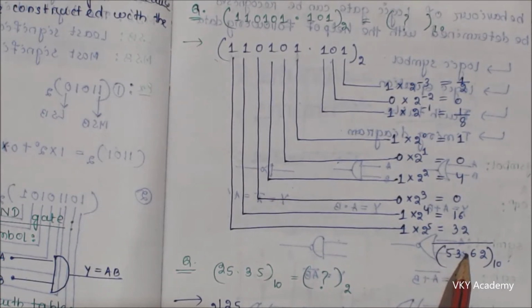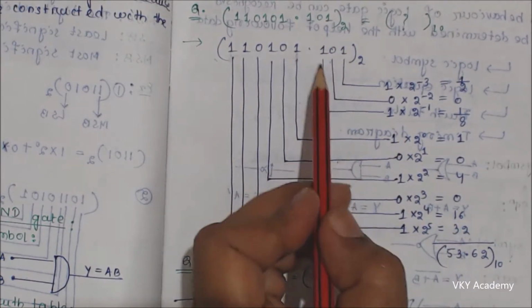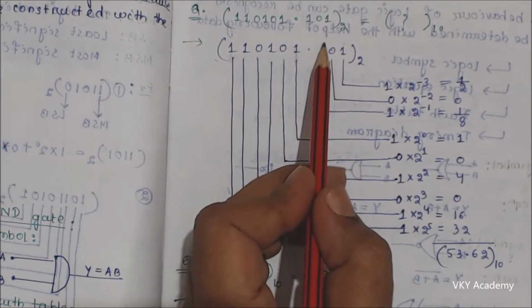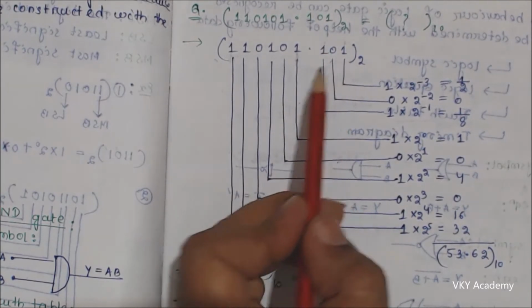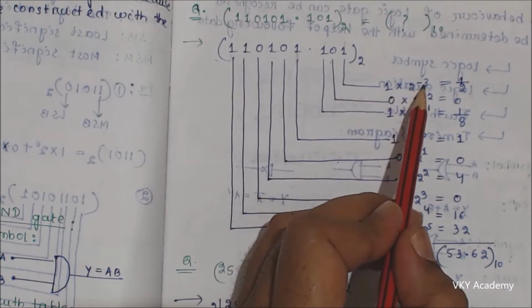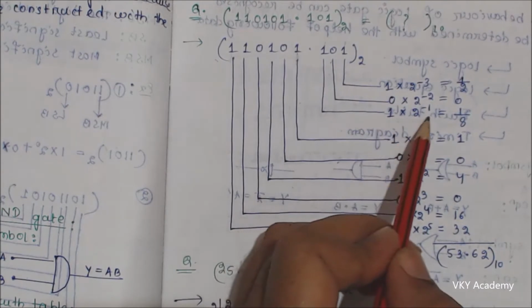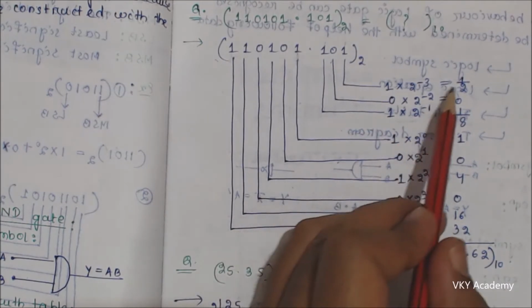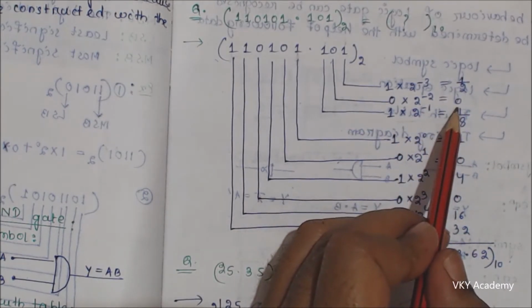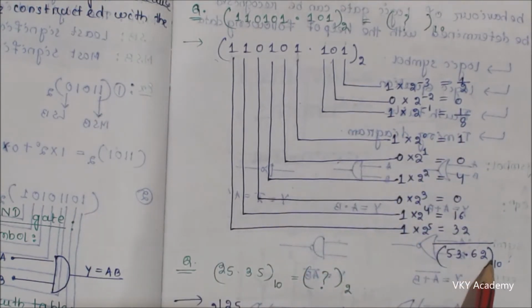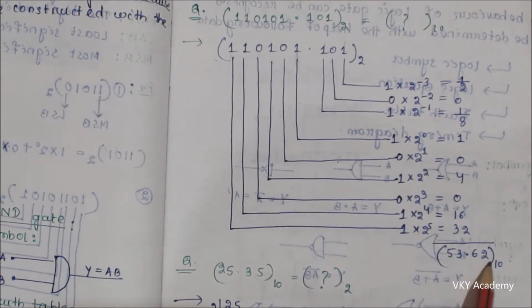Now put a decimal point, and calculate for the fractional part. So for the fractional part, this will be LSB and this will be MSB. So the result will be 1 into 2 to the power minus 3, 0 into 2 to the power minus 2, and 1 into 2 to the power minus 1. So the result is 1 by 2 plus 0 plus 1 by 8, and the result will be 0.625. So my decimal equivalent will be 53.625.